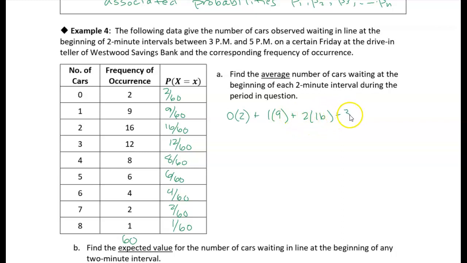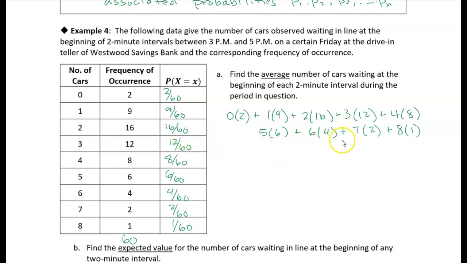And then we have 3 times 12. And then we have 4 times 8. Right? We have 5 occurring 6 times. We have 6 cars in line during 4 of the intervals. We had 7 cars in line during 2 of the intervals, and then we had 8 cars in line during 1 interval. So this is the same thing as adding up all those 60 data points, except that we're just multiplying the number of cars times the frequency of occurrence, the number of intervals that had that number of cars waiting.